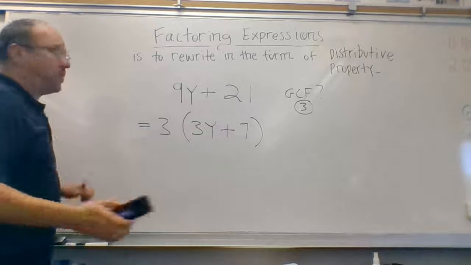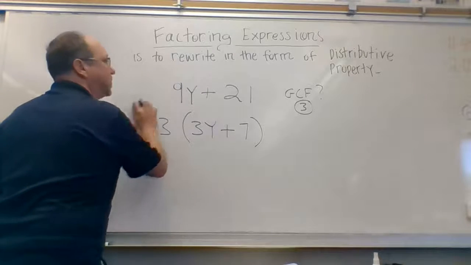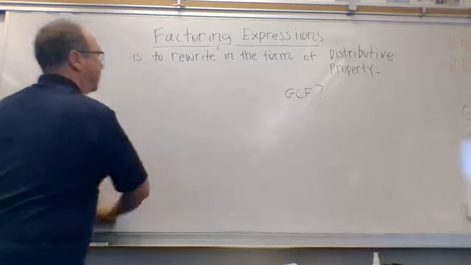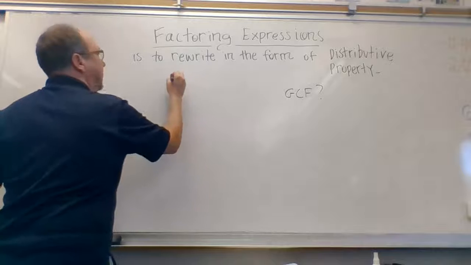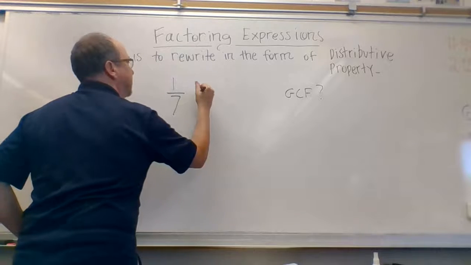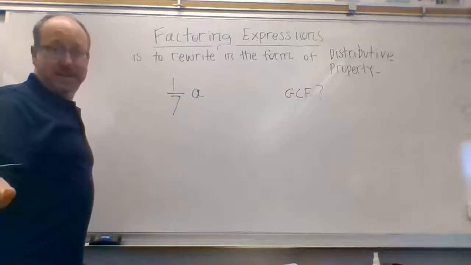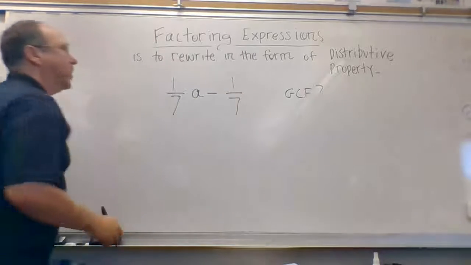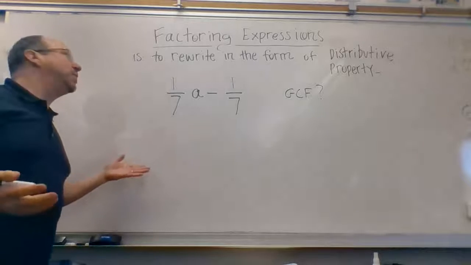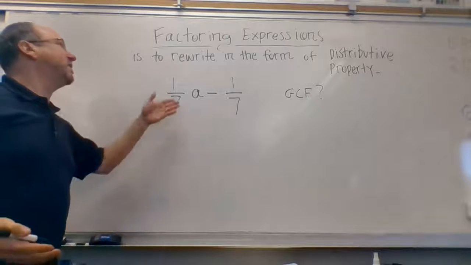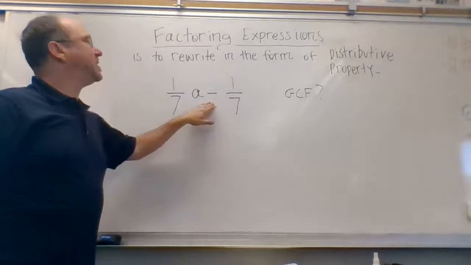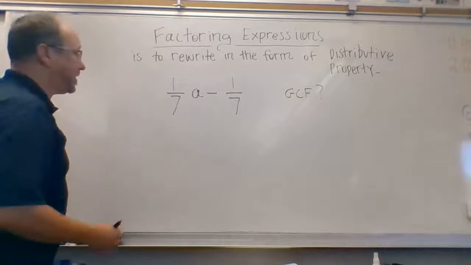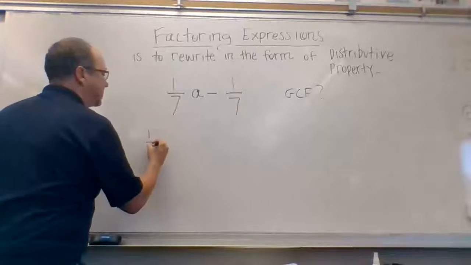All right, and one more example, just to look at a rational number. This isn't too tricky, but I just want to show that this can be done with rational numbers as well. So how could we rewrite this in factored form? 1/7 the value of a, take away 1/7. What's the common factor, right? It's right there. Common factor is 1/7.